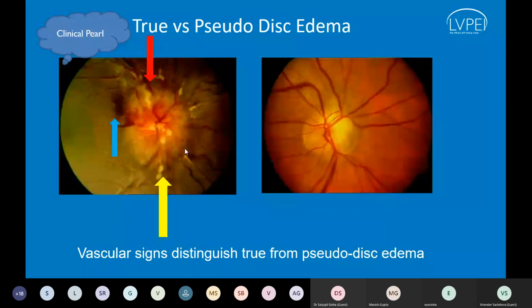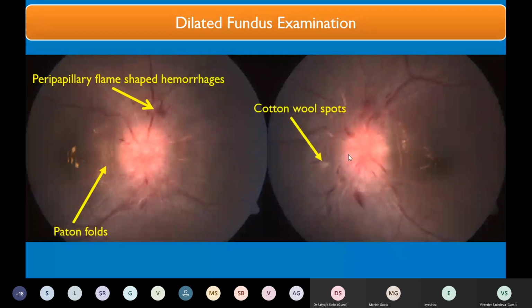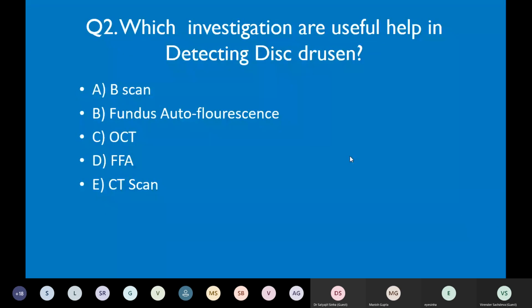However, in early stages, it might be only the nasal margin showing obscuration of the peripapillary RNFL, and also the blood vessels will appear to be discontinuous as they cross the disc margin. Keep that in mind. This is again an example of a true disc edema. You can see peripapillary flame-shaped hemorrhages, pattern folds, cotton wool spots, and hard exudates. These are vascular signs that will help you distinguish true from pseudo disc edema.